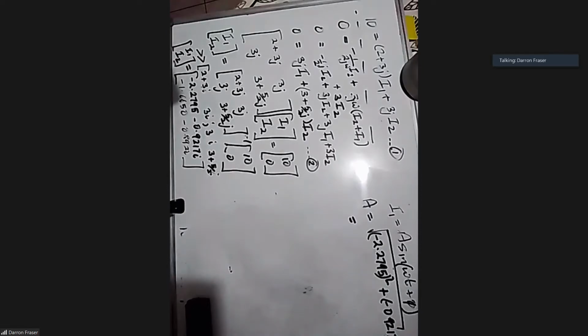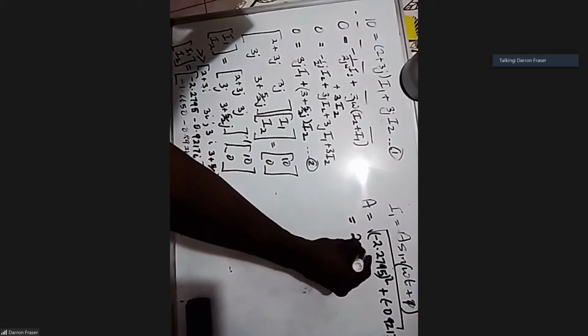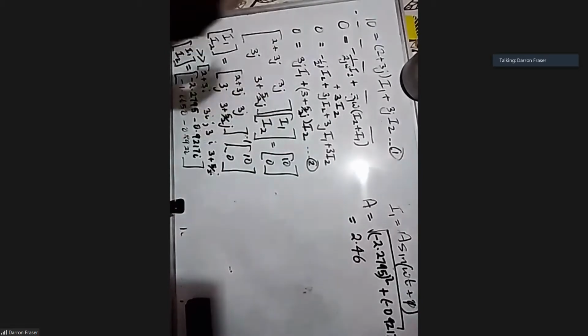So now, what is that going to be equal to? 2.2795 squared plus 0.9217 squared. Square root of that. 2.46. That's what I get.